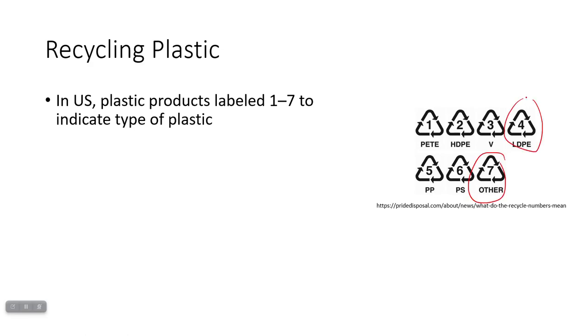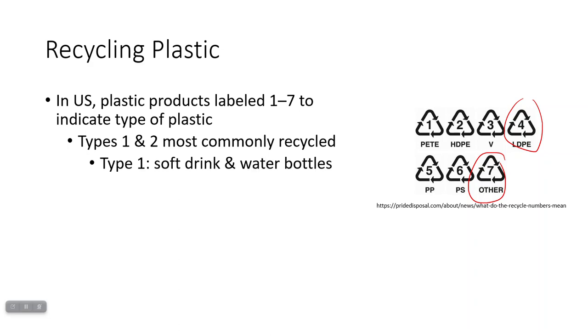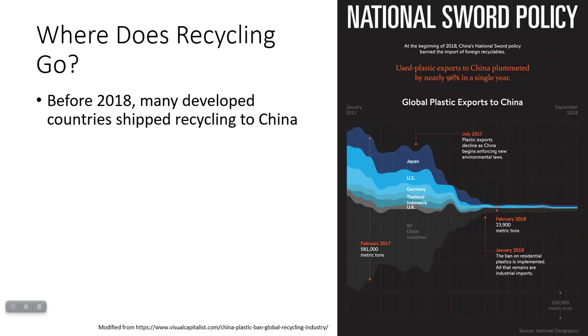Type 4 is grocery bags, so you have to put them in a different place for recycling. You can't just put them in your recycling bin. The most commonly recycled types of plastic are types 1 and 2. Type 1 is soft drink and water bottles, and type 2 are milk jugs and laundry detergent bottles, those harder plastic bottles.